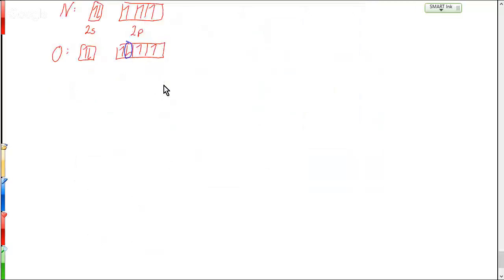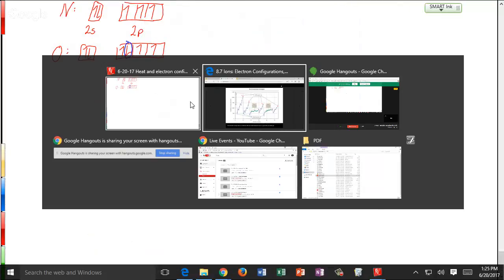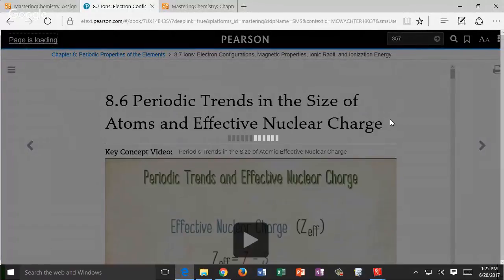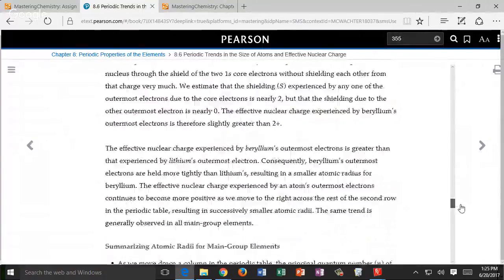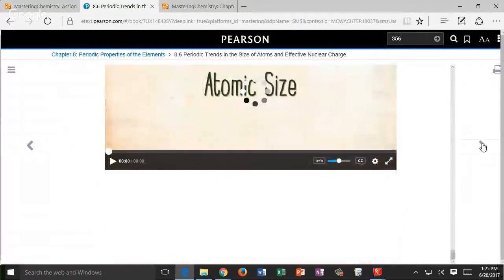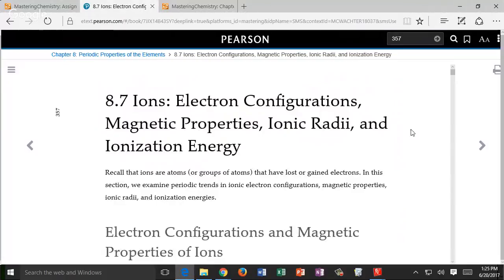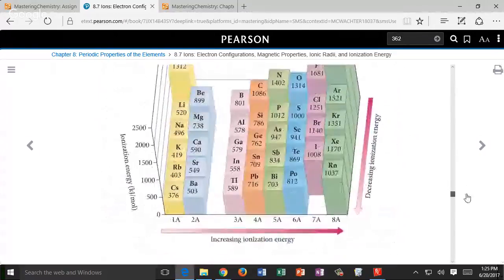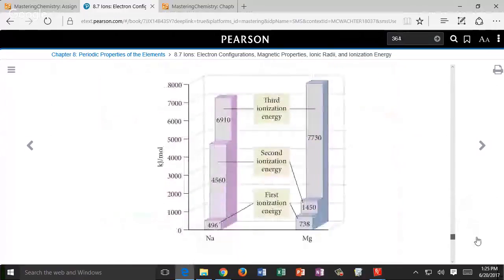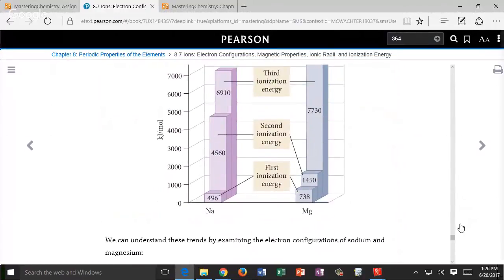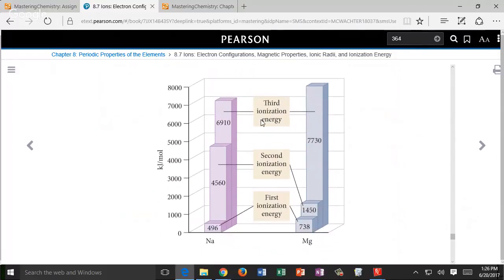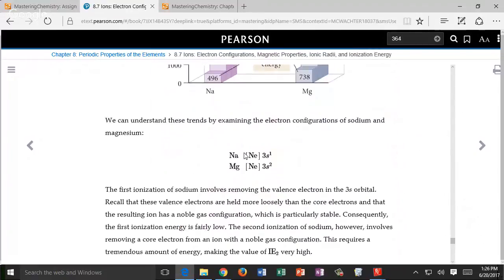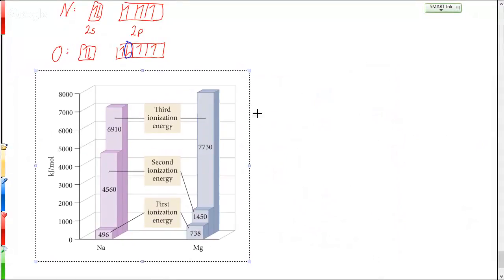Let's look at subsequent ionization energies. I want to show you this graph from the book and see if we can explain what's going on here. Take a look at this graph.